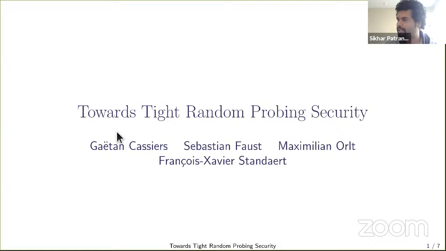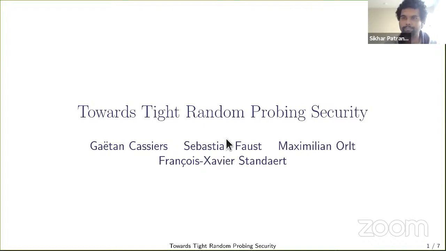The next talk is titled Towards Tight Random Probing Security. And this is joint work by Gaetan Cassiers, Sebastian Faust, Maximilian Orlt, and Francois-Xavier Standaert. And Maximilian will be giving the talk. So thank you for the introduction. So can you hear me?